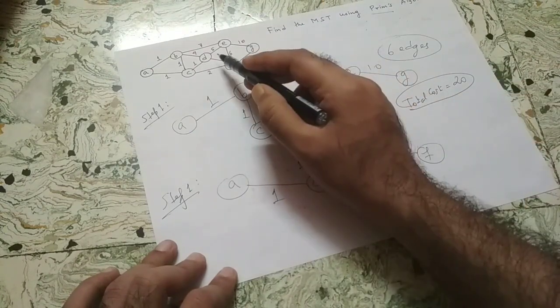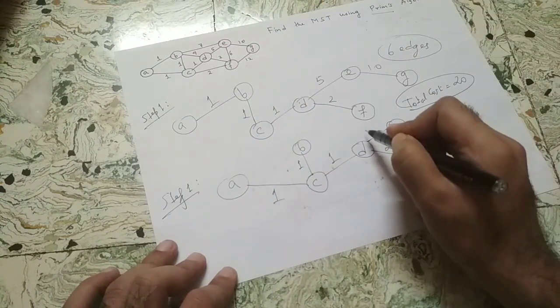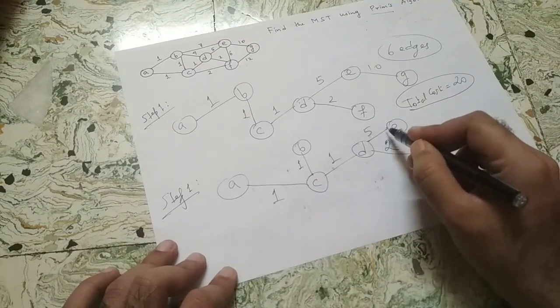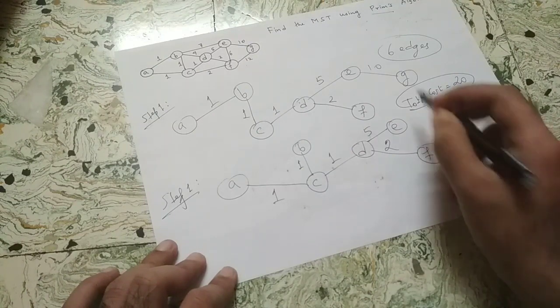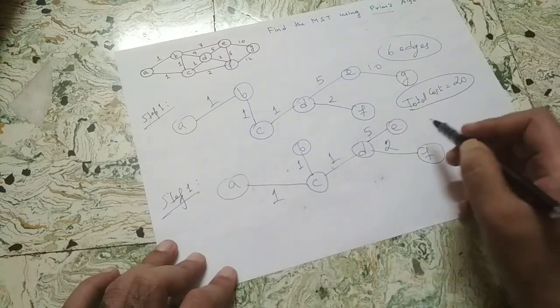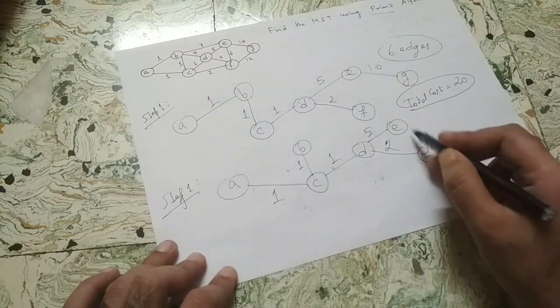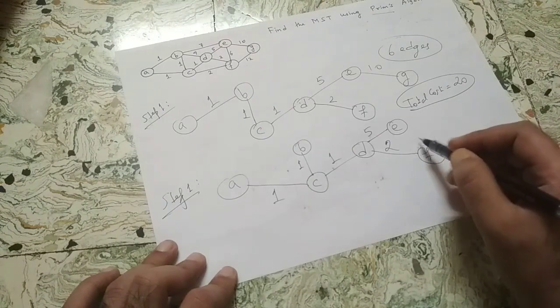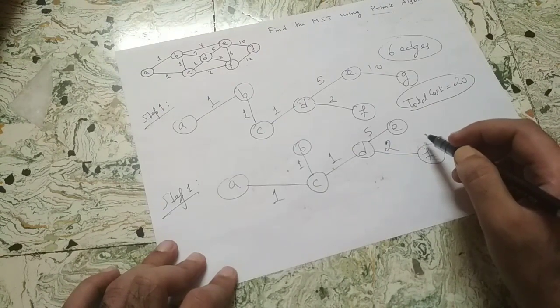The next edge that I have in mind is 5. So if I consider this edge connecting D and E, it's allowed. Why? Because adding this edge is leading to a new vertex E in my minimum spanning tree formed so far. The next edge is 6. If I consider this edge connecting E and F, with weight 6, it will not be right. Why? Because if I add this edge connecting E and F, it will lead to no new vertex. I'll simply be joining 2 existing vertices of my minimum spanning tree. So I'll not consider 6.